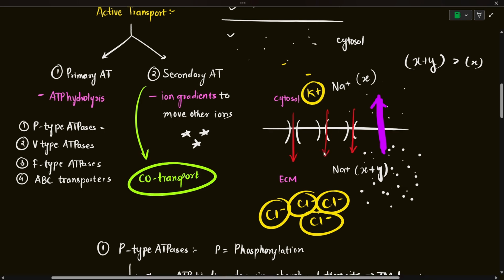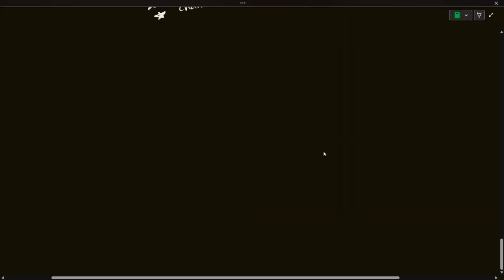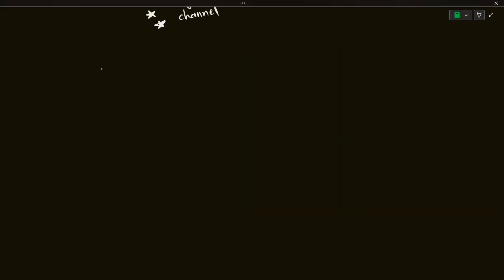So let's just list down the examples of secondary active transport, which is also referred to as co-transport, because we are going to use the electrochemical gradient which was previously created by the primary transporters, and by using those electrochemical gradients we are moving other solutes against their concentration gradient.